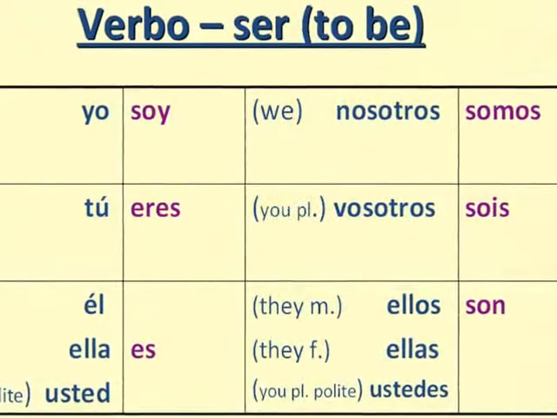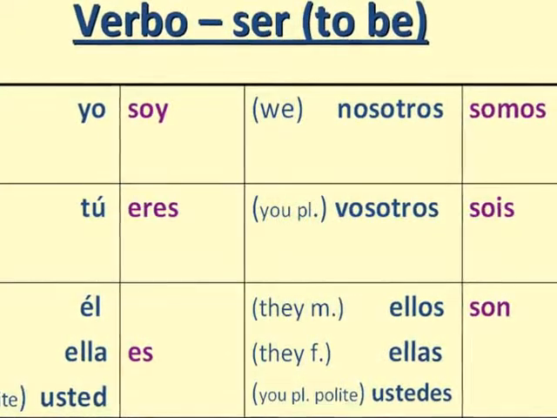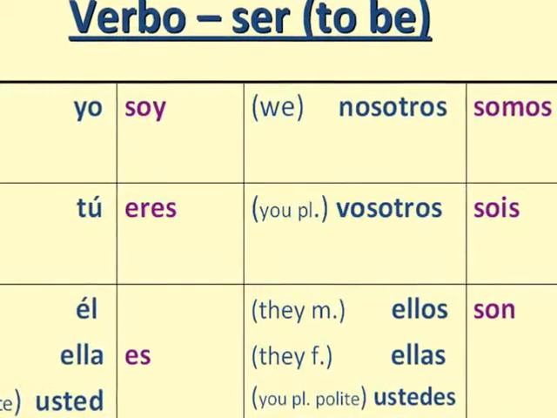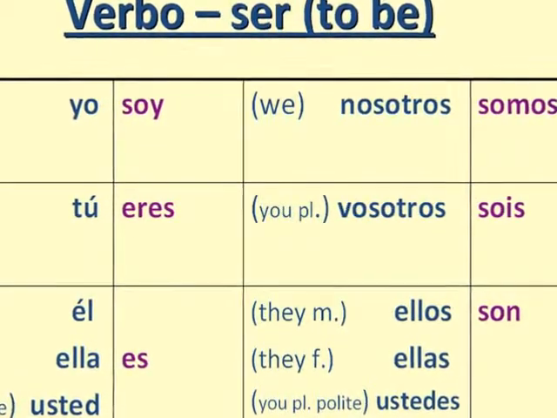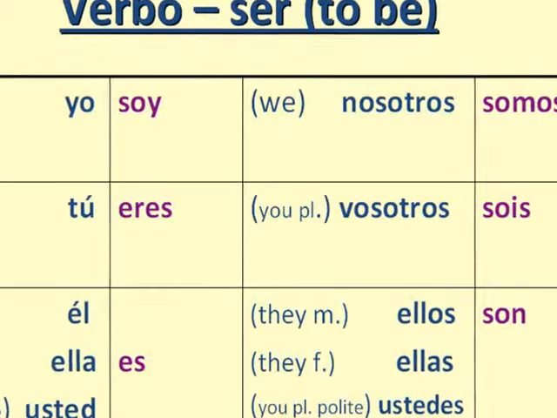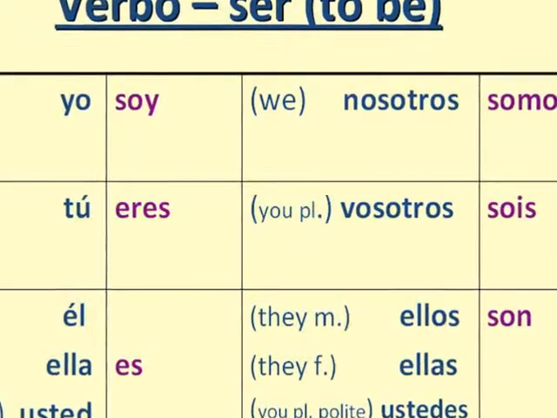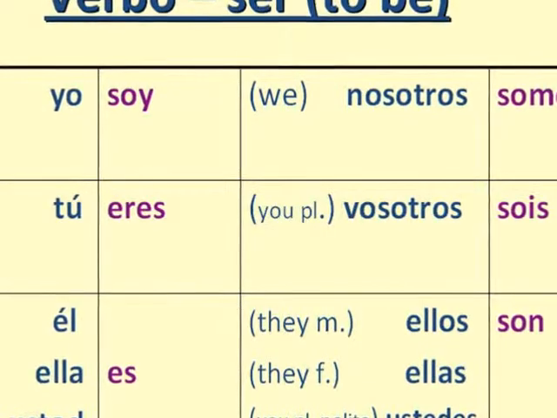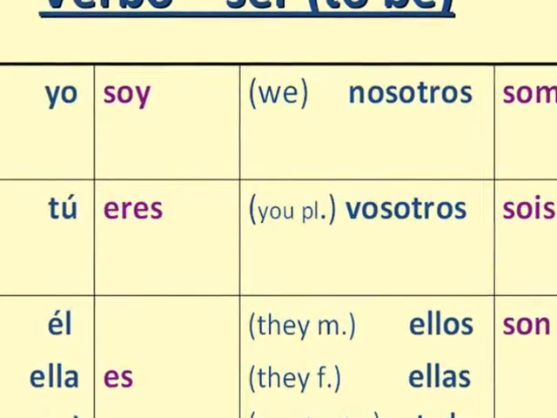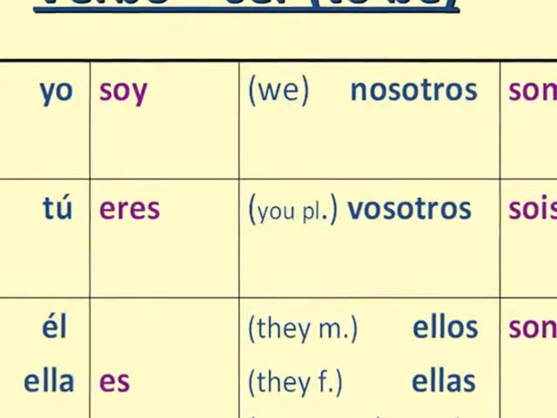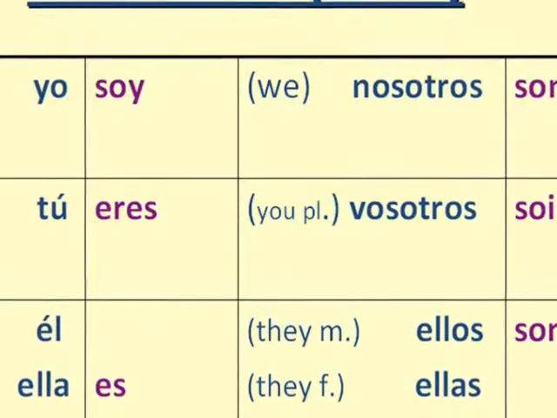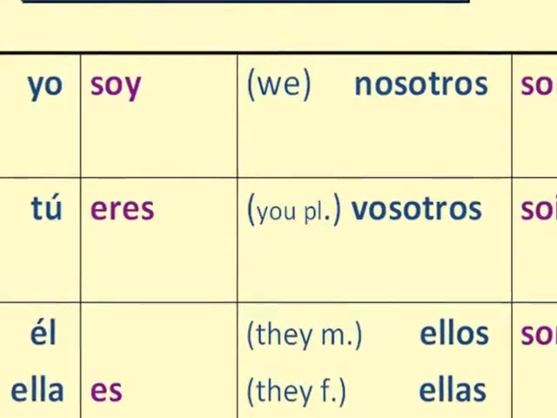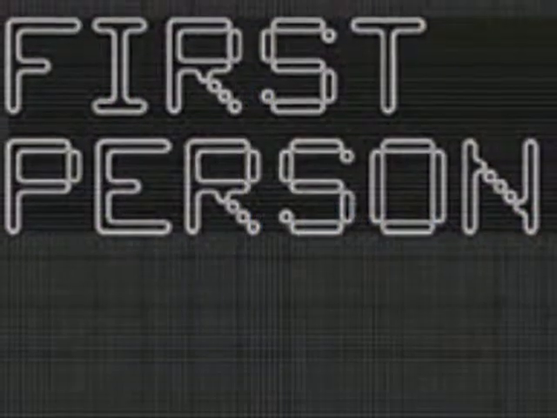For example, if I'm conjugating the verb ser, which means to be, I would say I am, you are, he is, we are, you are, and they are. In Spanish, it would be yo soy, tú eres, él, ella, usted es, nosotros somos, vosotros sois, and ellas or ellos or ustedes son. Let's start with the first person.